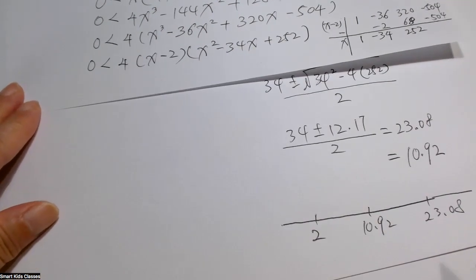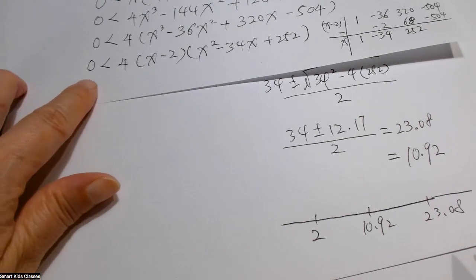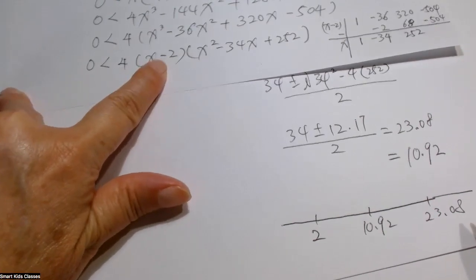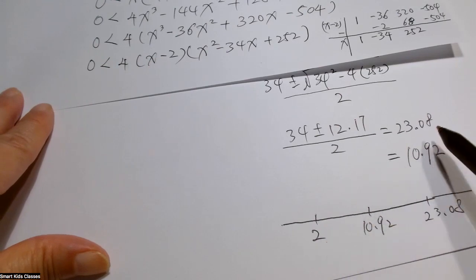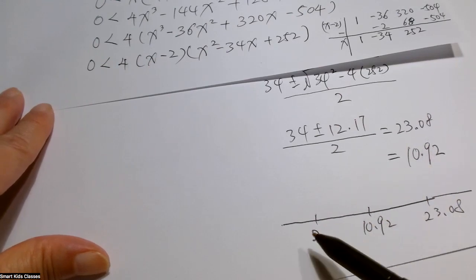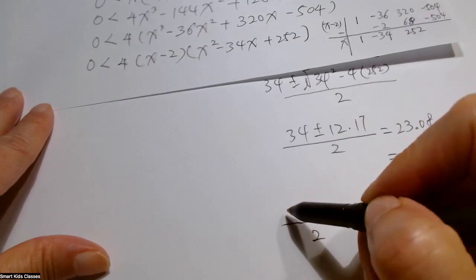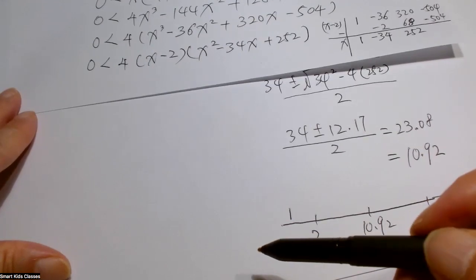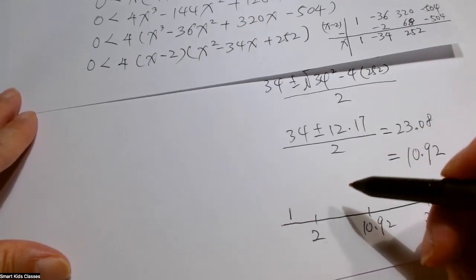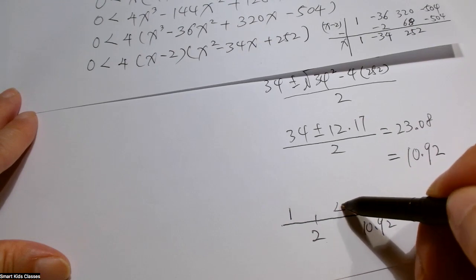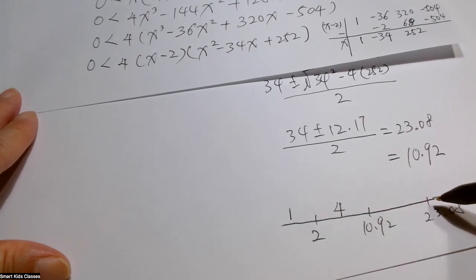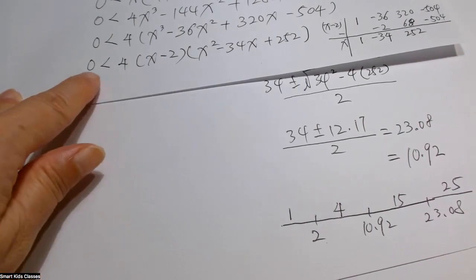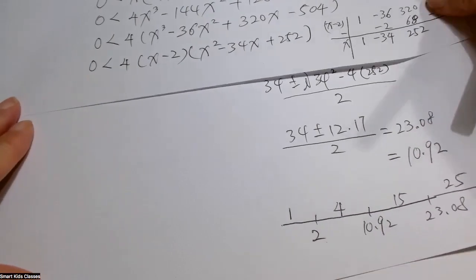Now we start to test the solution, to see which one is the dimension. The first one here, x equals 2, and this quadratic has 2 roots. So let's test for a 3 here. For 1, going down the negative x. So I'm going to try a 4 here. We're going to try a 15 here. We're going to try a 25 here. To see if the inequality sign is correct.